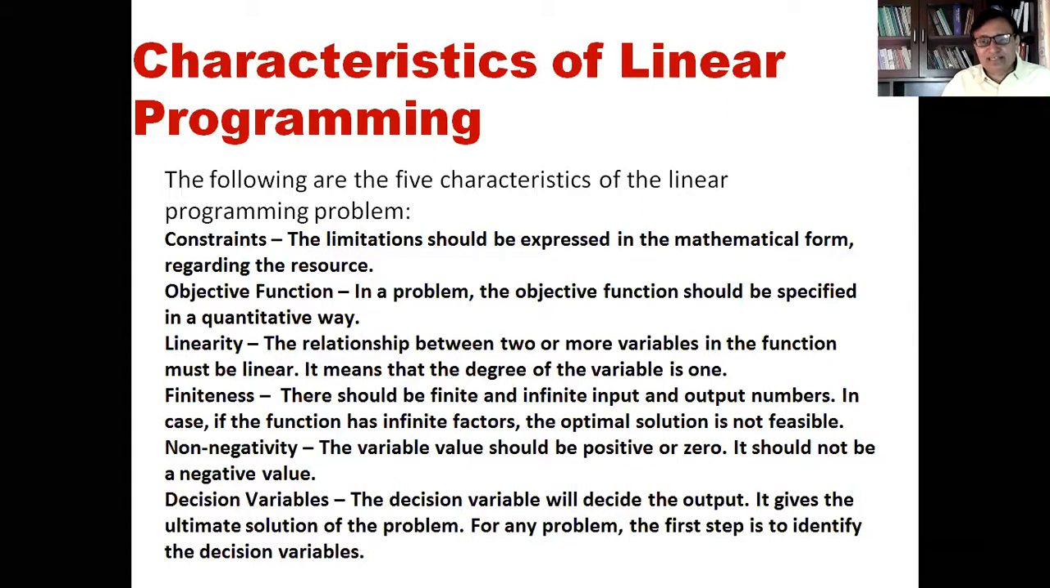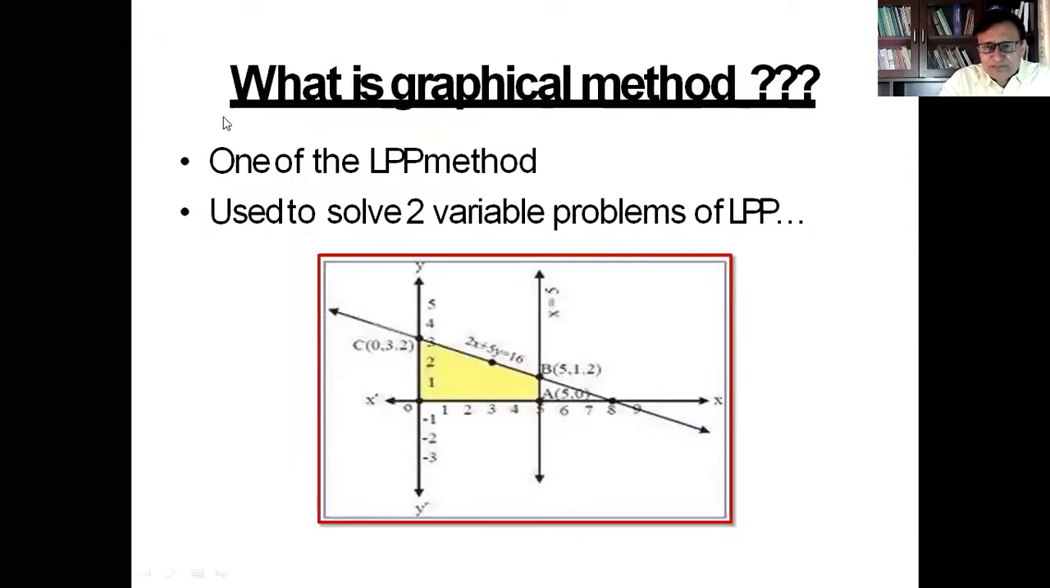So if you are not clear about the decision variable, then you cannot formulate the objective function, you cannot formulate the constraints and non-negativity conditions. Now we will be discussing the graphic method of linear programming.